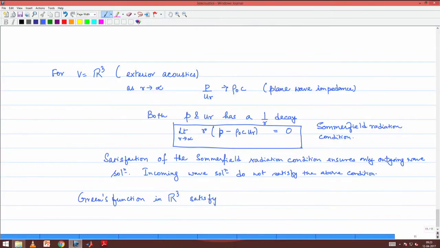So, the Green's function in R 3 satisfying the Sommerfeld radiation condition is called the free space Green's function.